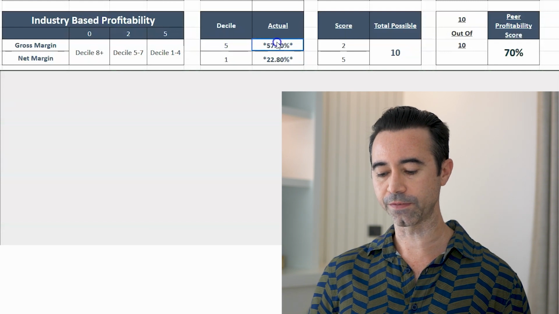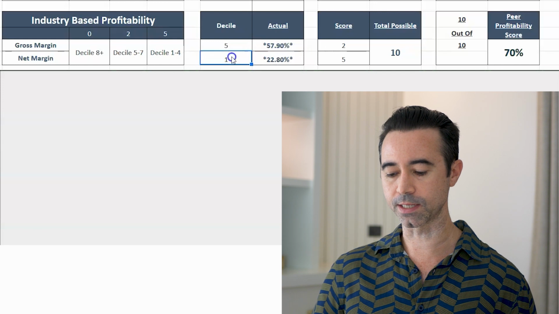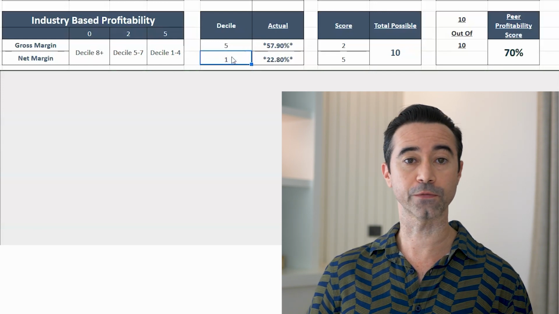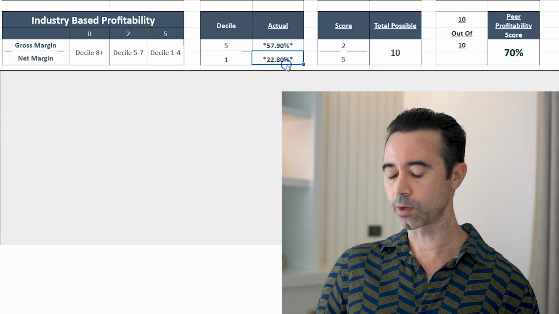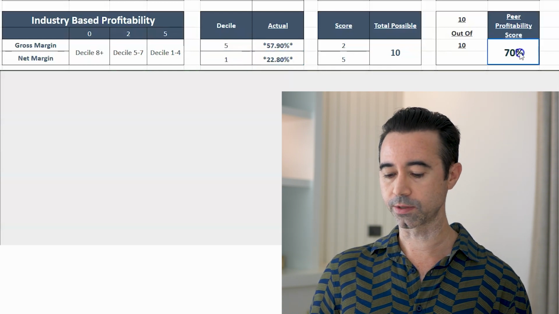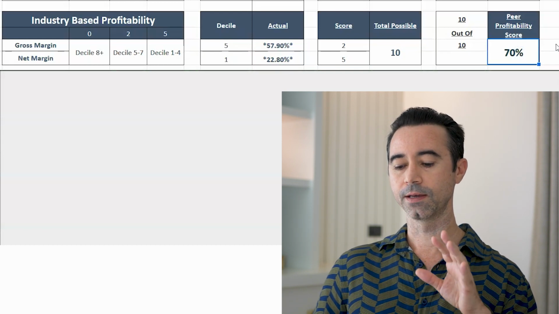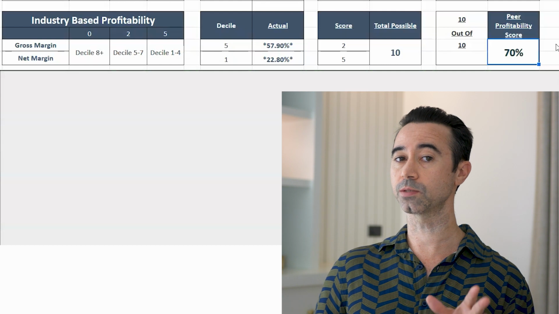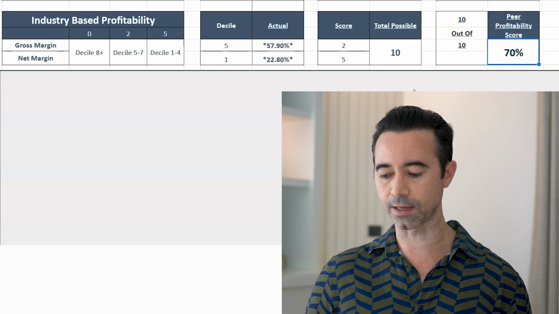5th decile, 57.90 is the gross margin. The net margin is actually in the 1st decile, so it has a very good net margin. So I really like that. 22.80, that gives us a 5, a full score. So this actually gets a 70% for industry-based profitability. So profitability-wise, this company is doing okay compared to the industry that it operates in.